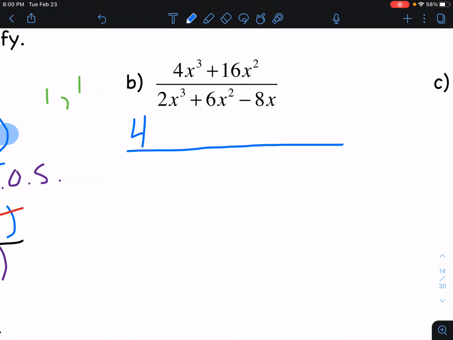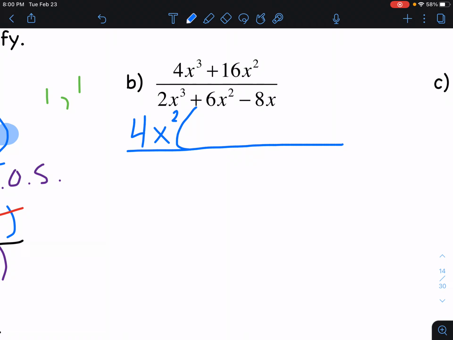Should I have an x with my GCF with that 4? Yes, those two terms at the top have x's in them. So it's actually going to be x squared. Remember, the rule for GCF with variables is you choose the smallest exponent. We have x cubed and x squared. Go with the x squared. Now we are going to carefully divide here. We're going to divide each term by 4x squared.